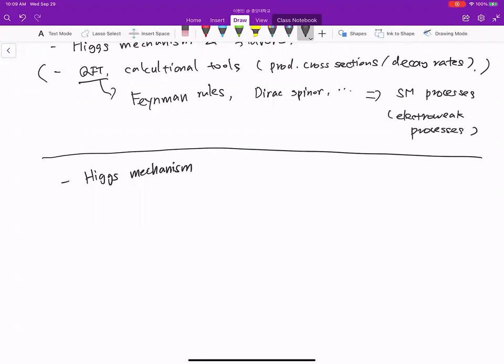So, the Higgs mechanism is known already in 1964, something like that. Peter Higgs and others, Francis Englert and Robert Brout, some other people.